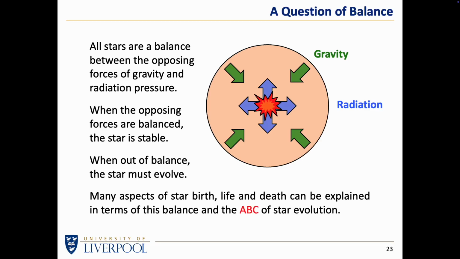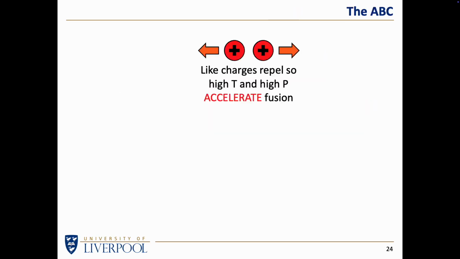As soon as you have an imbalance. And I would argue that essentially all the aspects, or at least many aspects, of star birth, star life, and star death can be considered in terms of balance and two other factors, and that's why I've come up with this idea: you could argue that everything to do with stellar evolution is based on three different concepts, the first of which is balance. So let's look at what I think is the ABC.